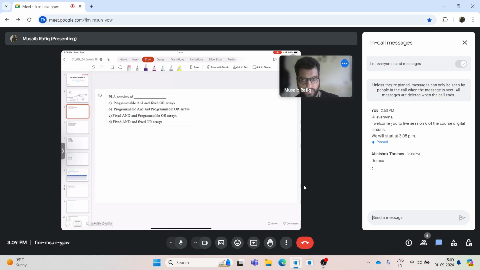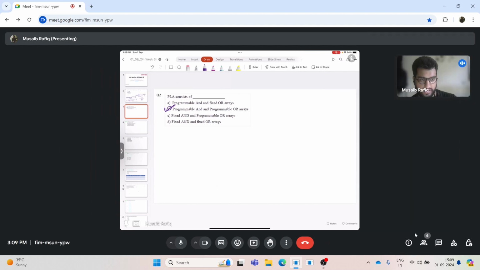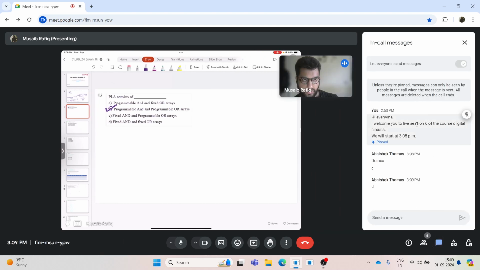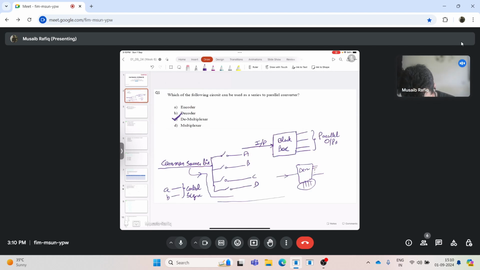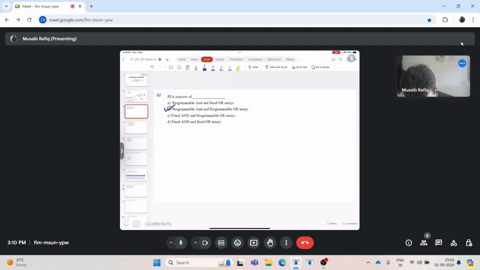So PLA, that is programmable logic array, consists of programmable AND and programmable OR arrays. It's C. Both are programmable AND as well as OR. I think you got confused with PAL, I think. Anyways, you can refer to your lecture notes if you have some doubts. This is a pretty simple question. Now, this was my first question. Then I had question number two.